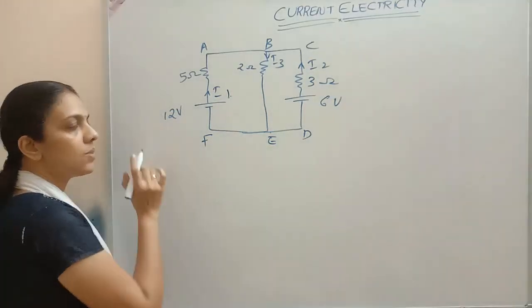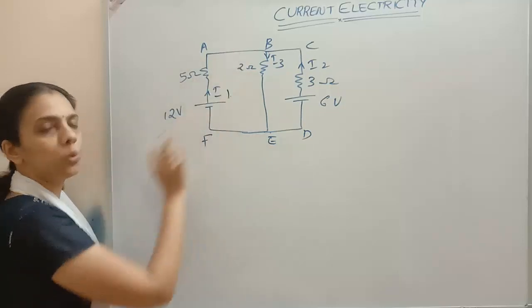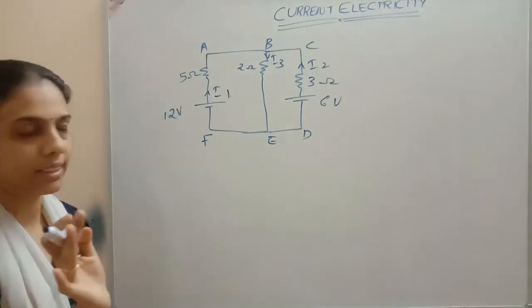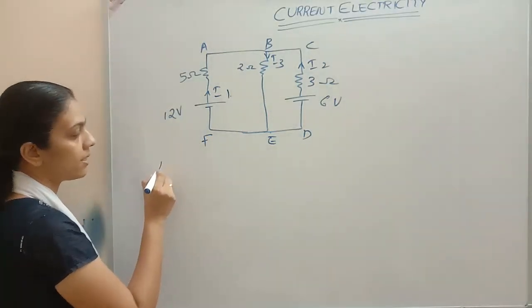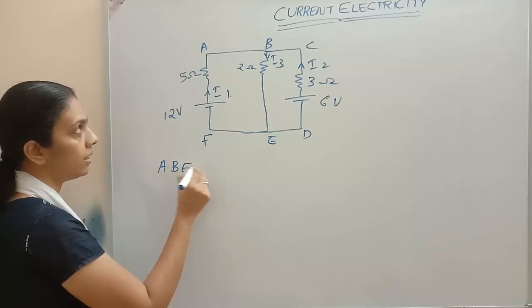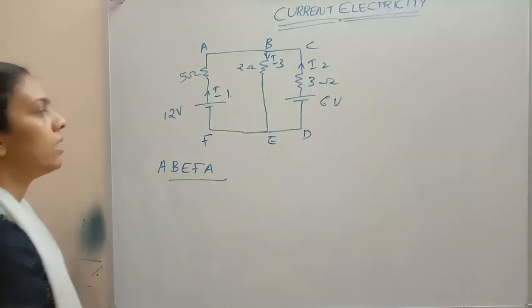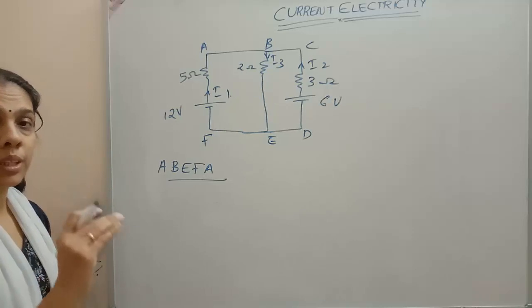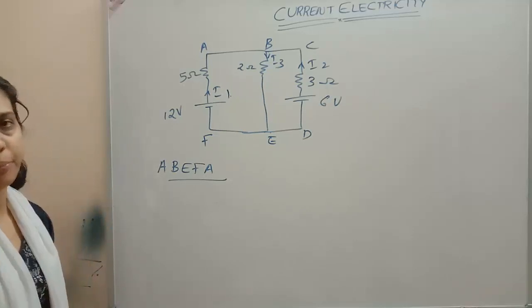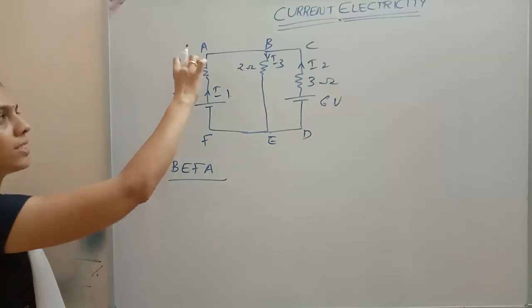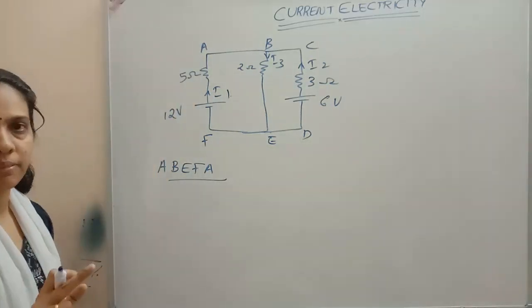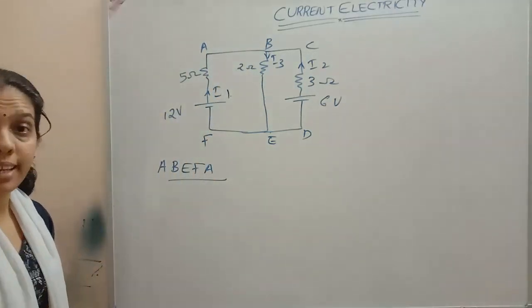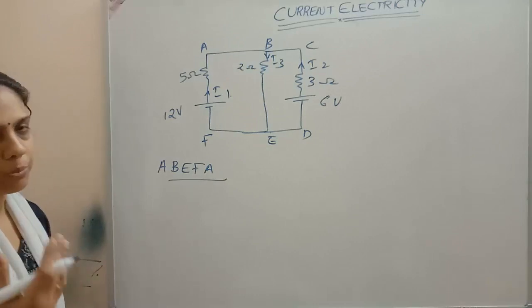For that, first we are considering three closed loops, and applying Kirchhoff's second law, that is the second rule, the loop rule. First I am considering the loop A, B, E, F, A. What I told yesterday: if the loop is moving along the direction of current, then the potential difference across the resistance will be negative, and while moving in the loop, if we first observe the negative terminal, we will write it as positive.